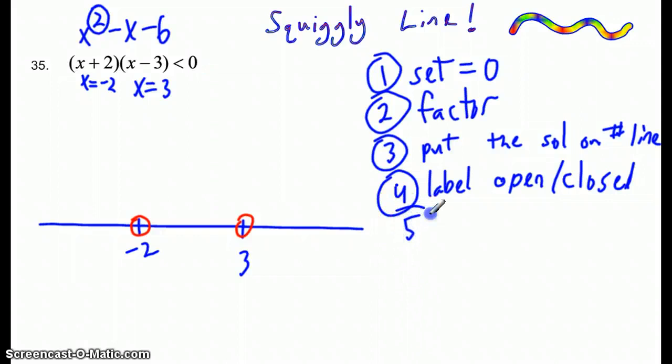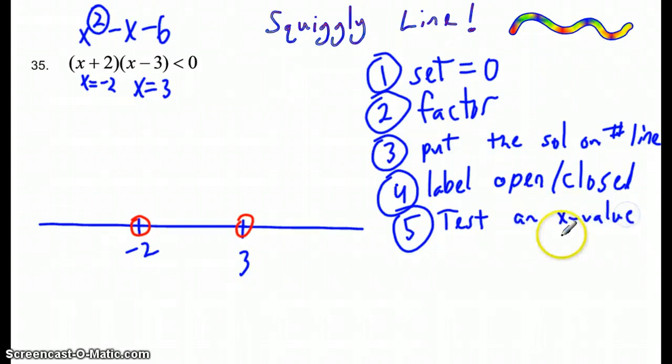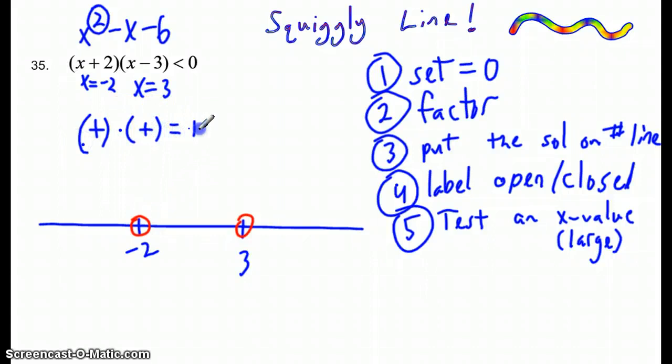So the fifth step is to test a point, or test an x value. I usually test a very large x value, and when I say large x value, I mean at least larger than the largest x value that's on this line, which is 3. So something larger than 3. So I'm going to test a value like, let's plug in 4. So 4 plus 2 is 6, that's positive. 4 minus 3 is 1, which is positive. What happens when I multiply a positive number times a positive number? Well, I get a positive number.